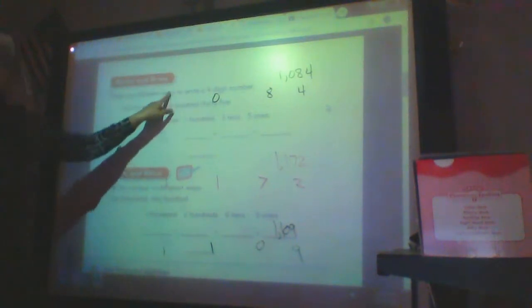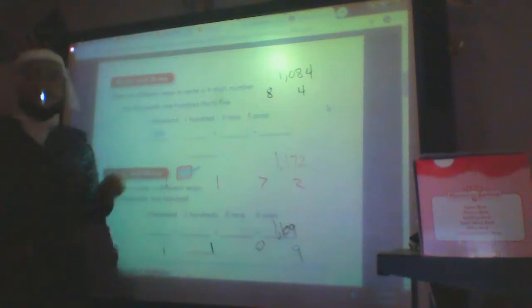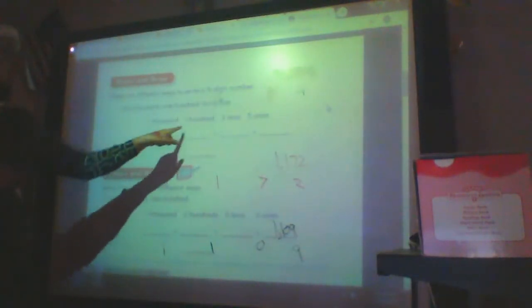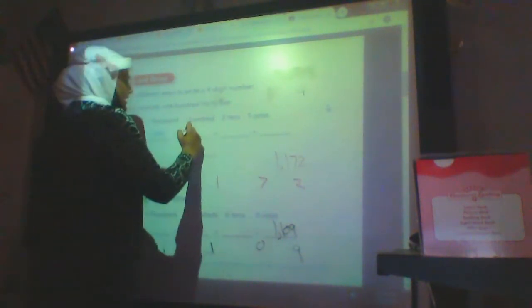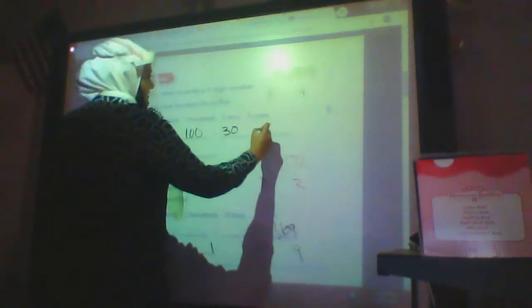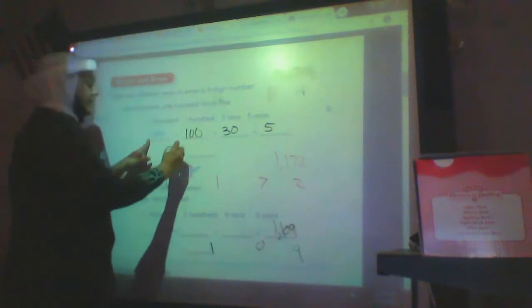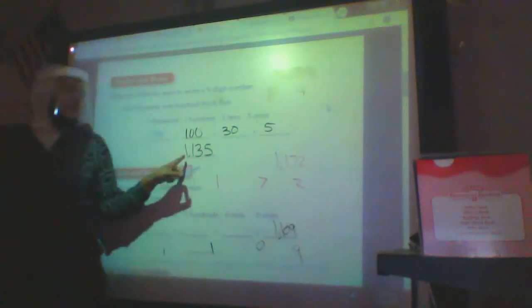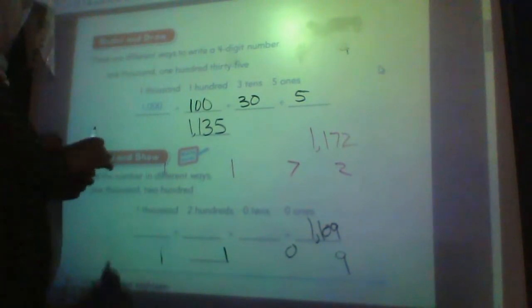Okay, moving on. These are different ways to write a four-digit number, 1,135. This is called expanded form. Everybody say expanded form. Expanded form. Very good. So it says we have 1,000. How many hundreds? 100. So you're going to write 100. How many tens? 3. 3 tens is the same as 30. And how many ones? 5 ones. So what's the number? We have 1,000, we have 100, we have 3 tens, and we have 5 ones. When we put those together, we have the number 1,135. You said 39. No, I said 35.